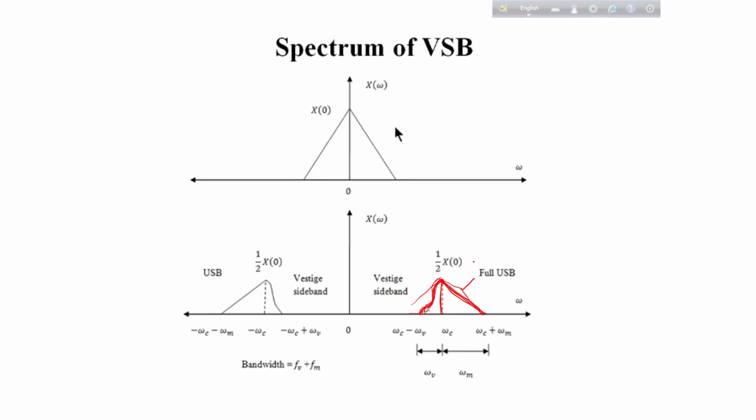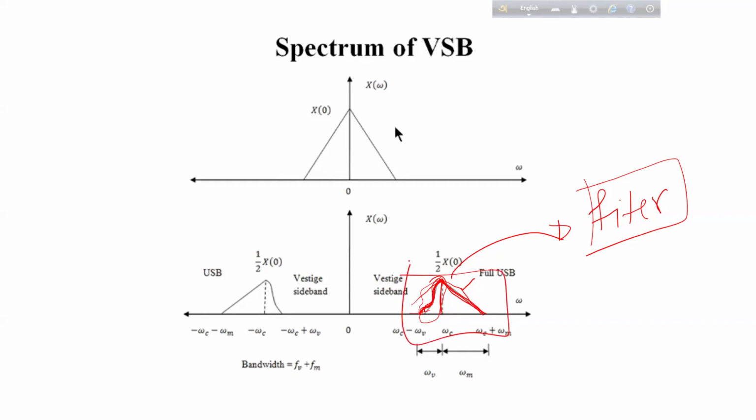When you send this signal to a filter, removing only this portion of the signal will be very much easier for the filter. So if we do not have a very high quality filter, it will still be okay for us, it will work for this kind of scenario. So this is vestigial sideband, and this sideband is known as the vestige sideband. Vestige means which is decaying, which is decreasing gradually.